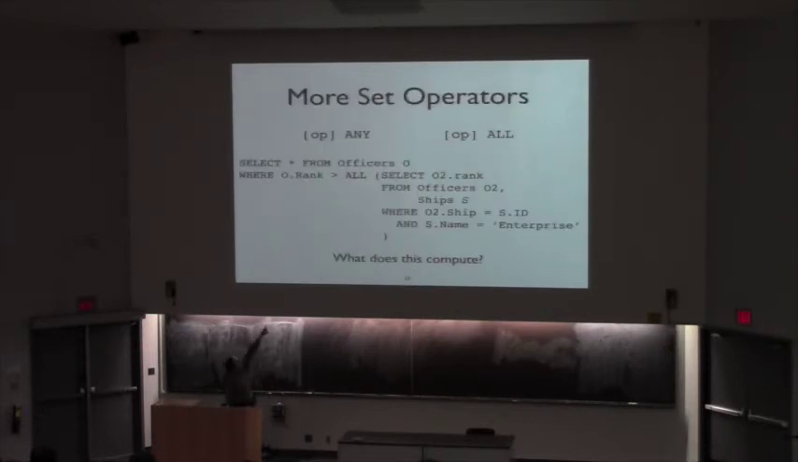Once again, I'm picking the rank of every single officer on the Enterprise. And then greater than all, with something that computes a list, is going to return true if and only if the value is greater than all of those values. Similarly, greater than any is going to return true if the value is greater than any of those values. You can similarly use this for equals any, equals all, and so forth. Any questions so far?